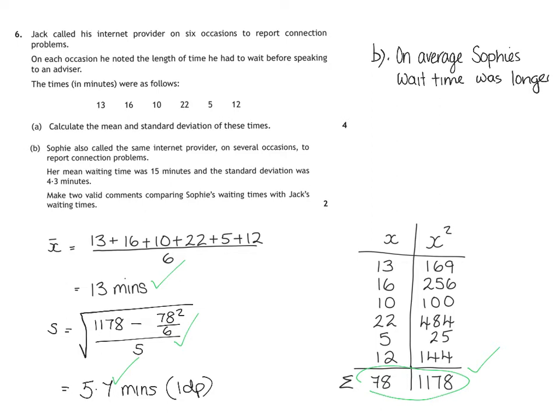And then, so that's 1 point, and our second point has got to be to do with the standard deviation, so that's comparing the means. And then we need to compare the standard deviation. So because the standard deviation is smaller, that means her wait time is more consistent. So consistent is a really important word that they're looking for. So generally, Sophie's wait time was more consistent because the standard deviation was lower.